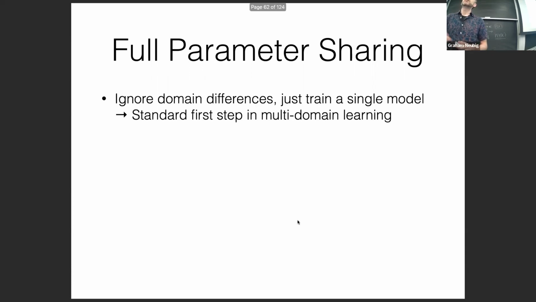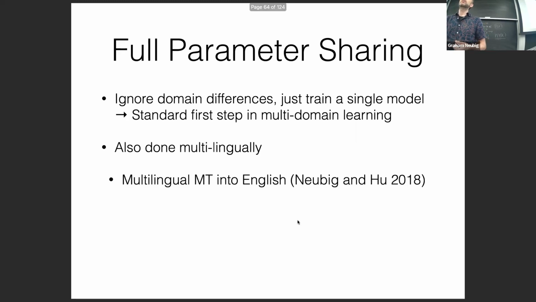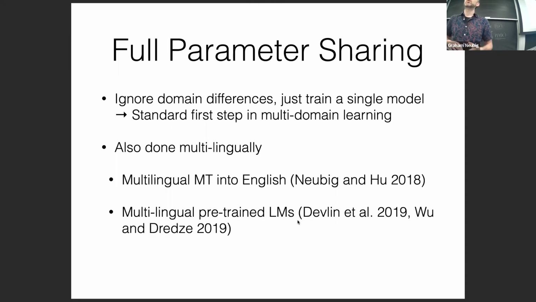Okay, so full parameter sharing, basically what we do is we ignore the domain differences, as I said before. This is a standard first step. You should definitely start out with this before you start doing something more complicated. This is also done multilingually. So for example, you can do multilingual machine translation into English or multilingual pre-trained language models.